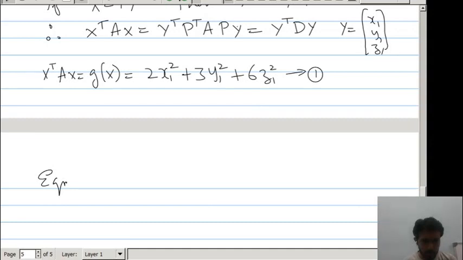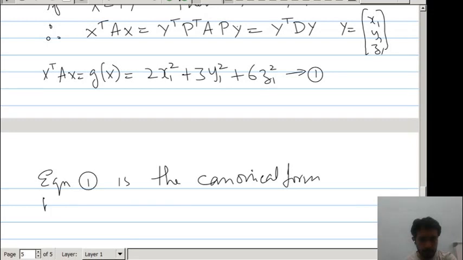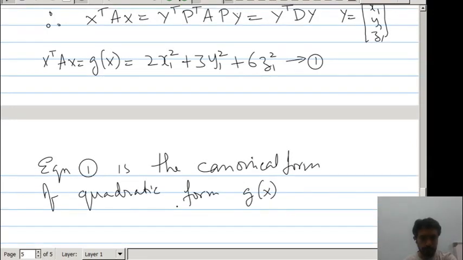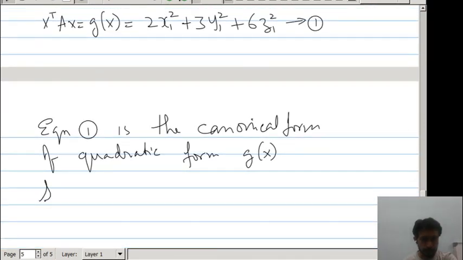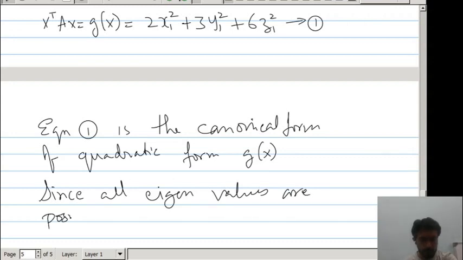So equation 1 is the canonical form of the quadratic form G of X. Since all eigenvalues are positive, G of X is a positive definite quadratic form.